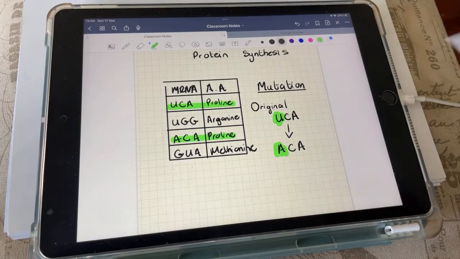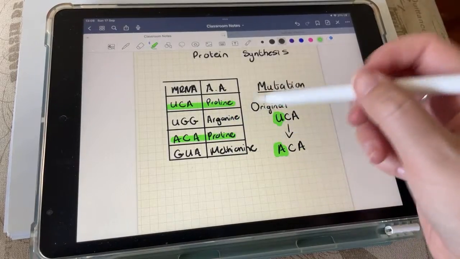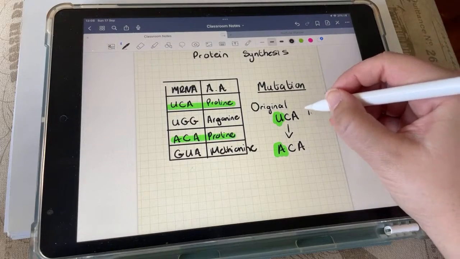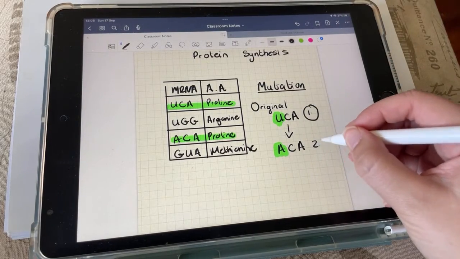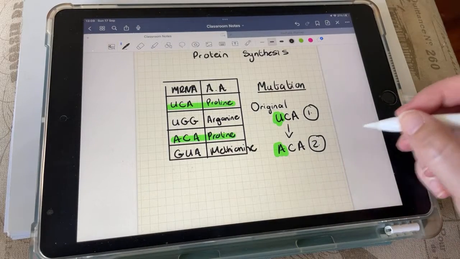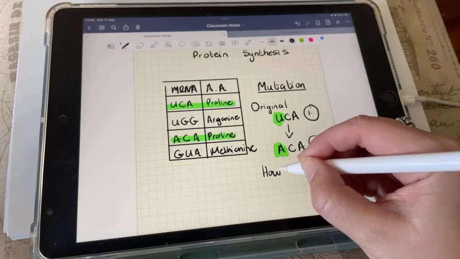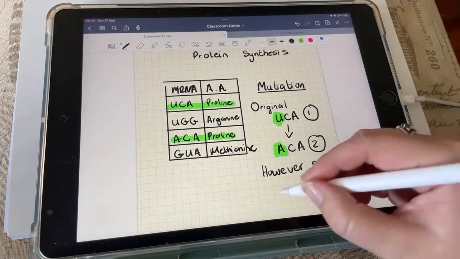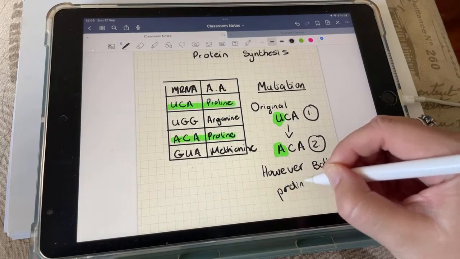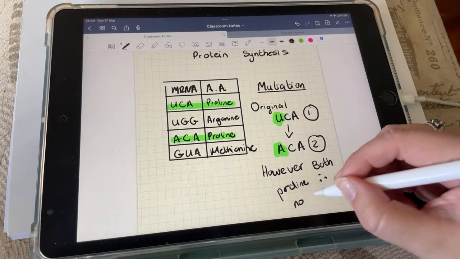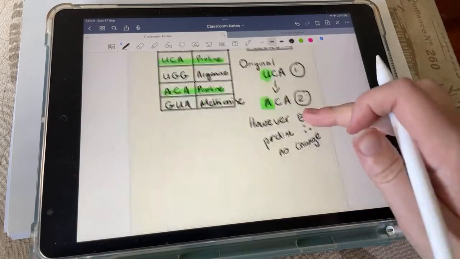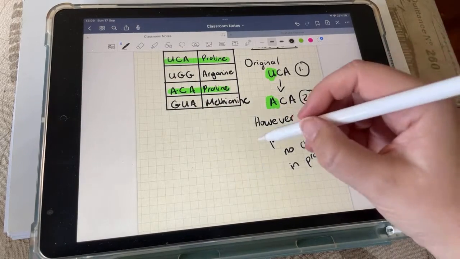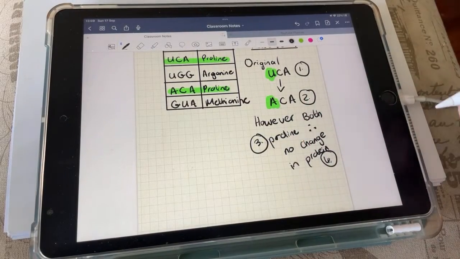So double check. If there is no change like this, then all you have to do in your written answer is mention for 1 mark what it was. You mention for the second mark what it became. But then you say, however, they both code for proline. Therefore, there is no change in the protein, right? And generally, that would get you another 3rd mark and a 4th mark.